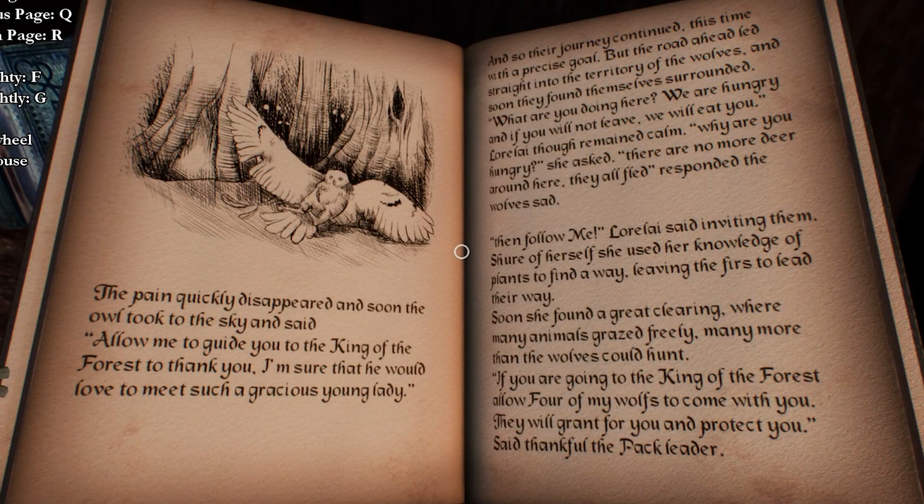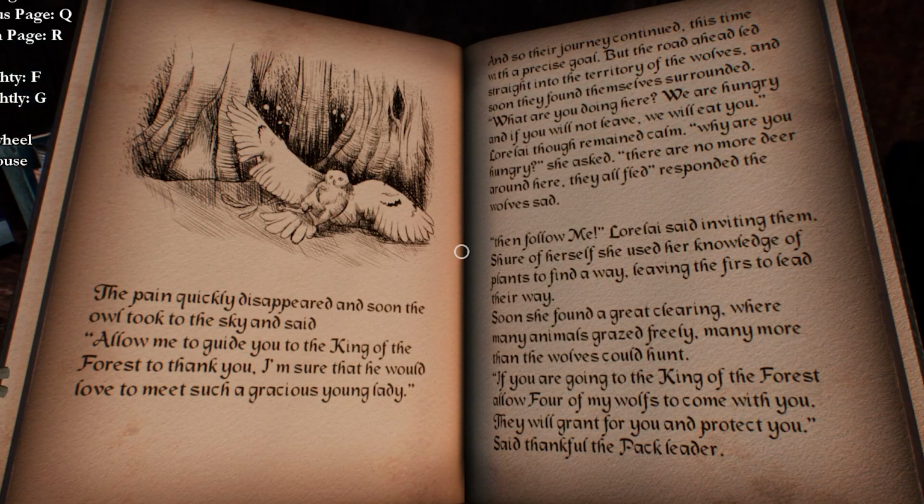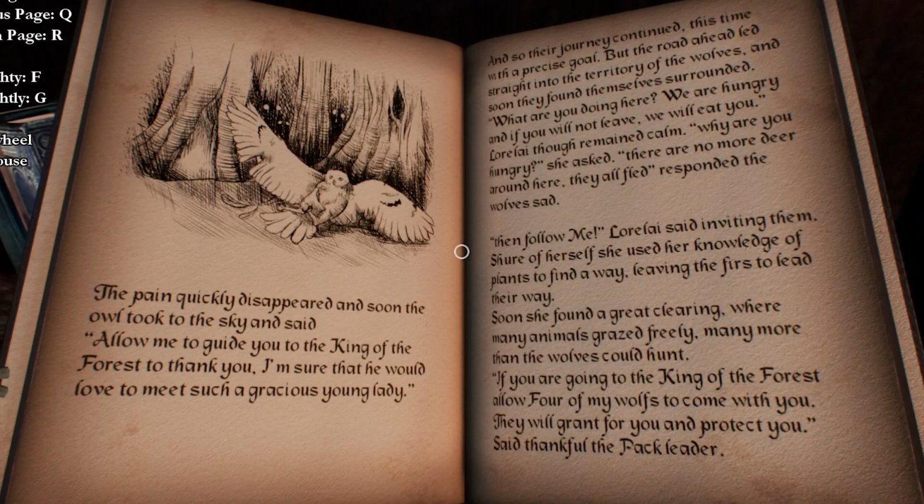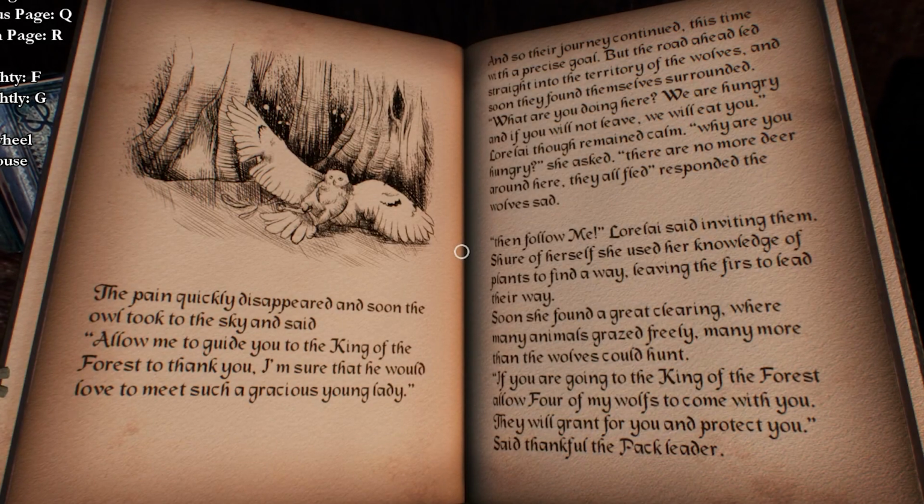"Then follow me," said Lorelei, inviting them. Sure of herself, she used her knowledge of plants to find a way, leaving the foes to lead their way. Soon she found a great clearing, where many animals grazed freely, many more than the wolves could hunt.